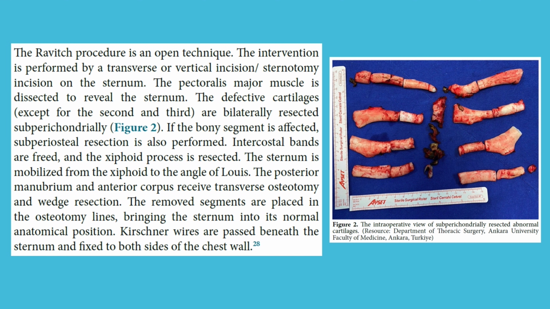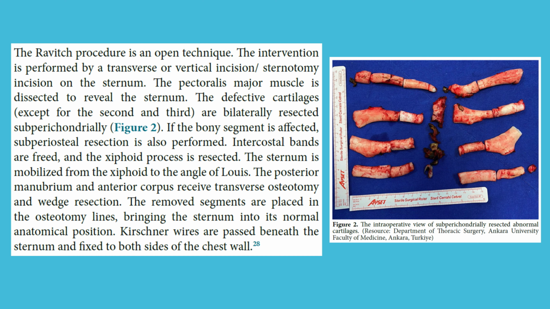The Ravitch procedure is an open technique. The intervention is performed by a transverse or vertical incision/sternotomy incision on the sternum. The pectoralis major muscle is dissected to reveal the sternum. The defective cartilages, except for the second and third, are bilaterally resected subperichondrally.